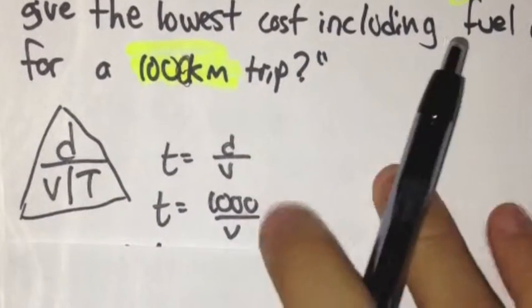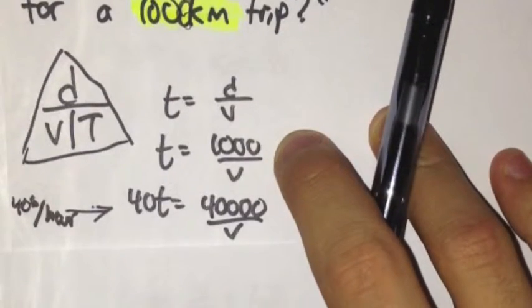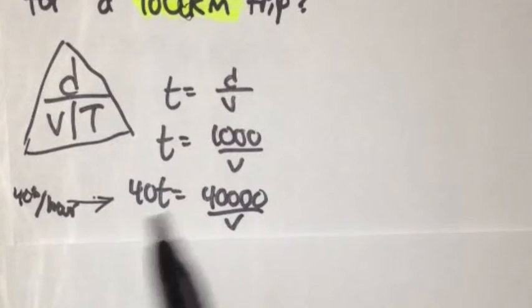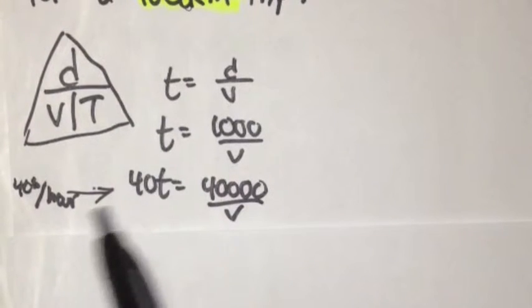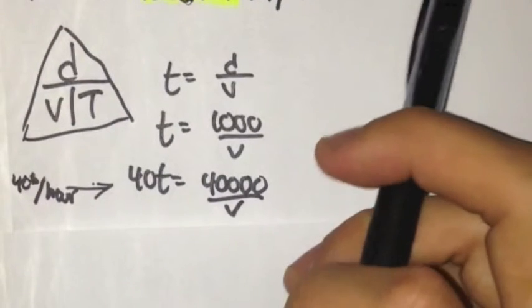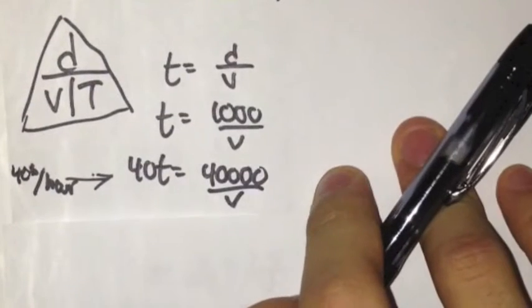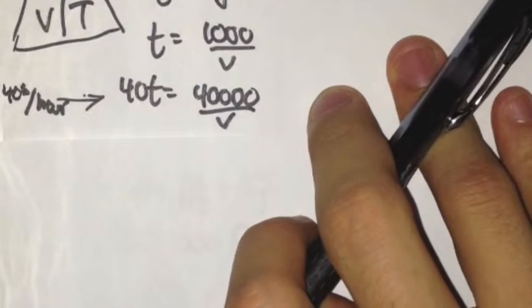Distance is 1,000. And what we have to do with this time equation is multiply it by $40 an hour, because since this represents our time, we need 40 times that, $40 per hour. That's where we use this. And that's going to give us 40,000 over v. What this equation is representing is the cost of the driver.